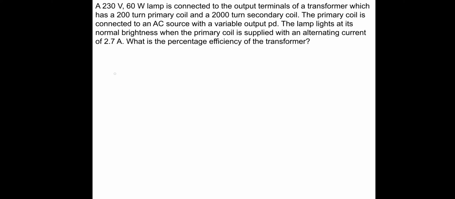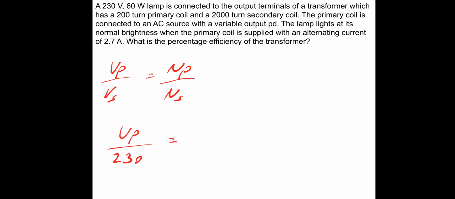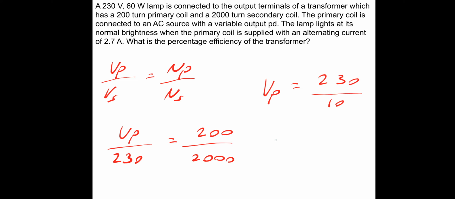So let's do that. Voltage primary divided by voltage secondary equals number of turns on the primary divided by number of turns on the secondary. I want primary voltage, so Vp divided by voltage secondary, which is 230. Number of turns on primary is 200 over 2000 for the secondary. So that's 1 over 10. So the voltage primary is simply, if we rearrange, 230 divided by 10. So voltage primary is 23 volts.